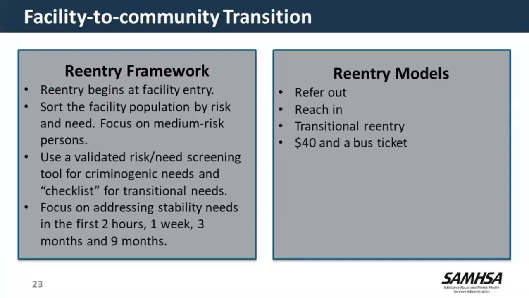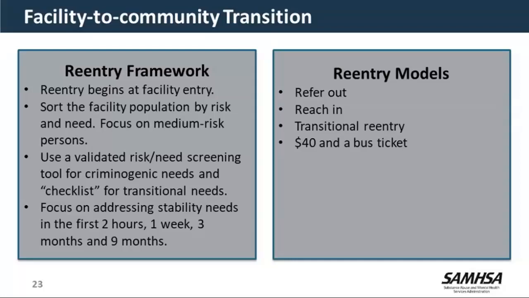We want to use a validated risk and needs screening tool for criminogenic needs and a checklist, which we're going to talk about here in a minute, for individuals and some of their transitional needs outside of our correctional facilities and what it is that they need when they return home to our communities, especially for individuals with significant mental health, substance use, and trauma histories.